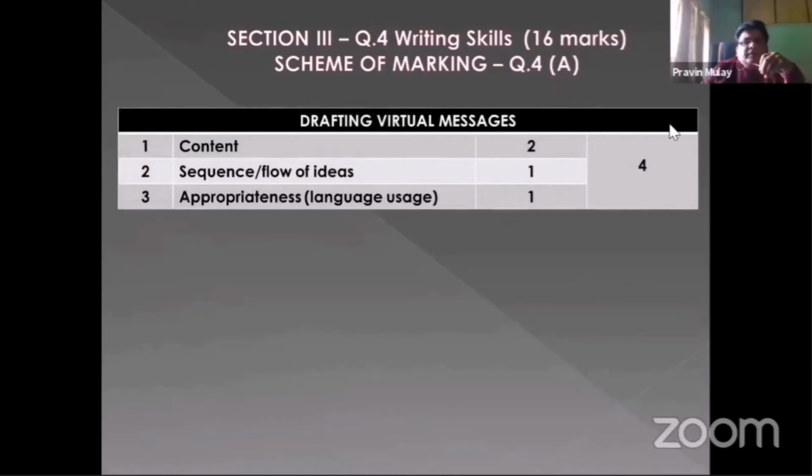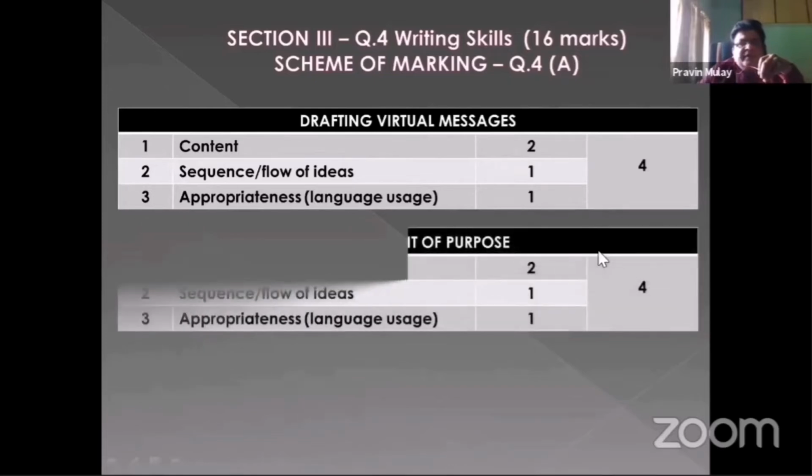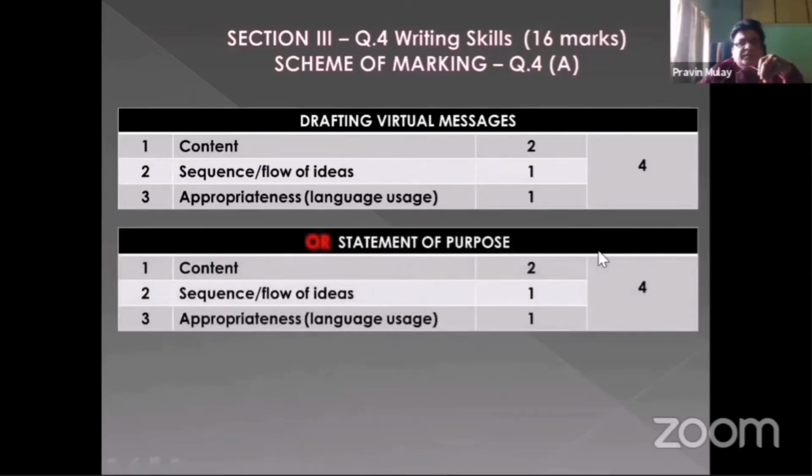Let us see one by one the marking scheme of the first one, drafting virtual messages. We have 2 marks for content, the sequence and flow of ideas, and the language usage, which is said as appropriateness, that is 1 mark. And in this way, we have 4 marks for drafting virtual messages. In the same way, we have it for the statement of purpose, which is an option for the above virtual messages.